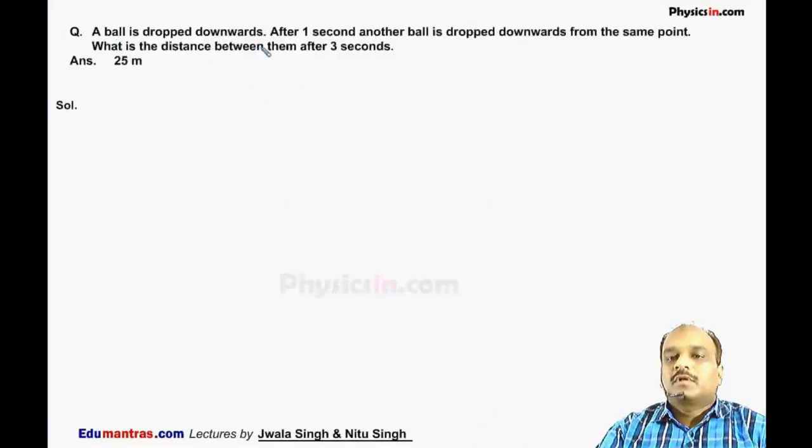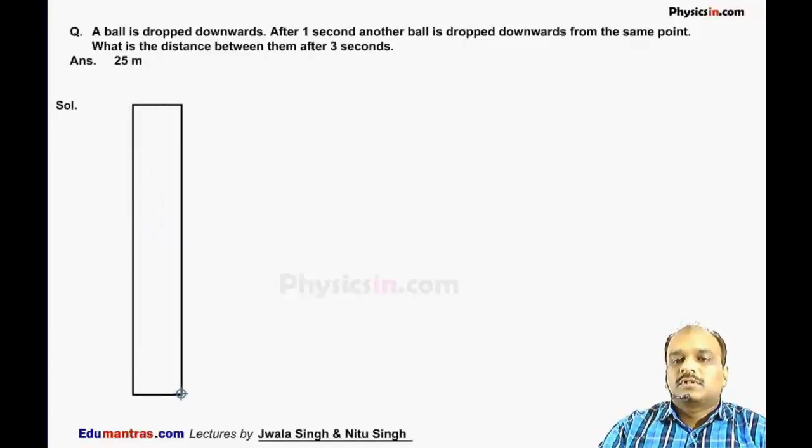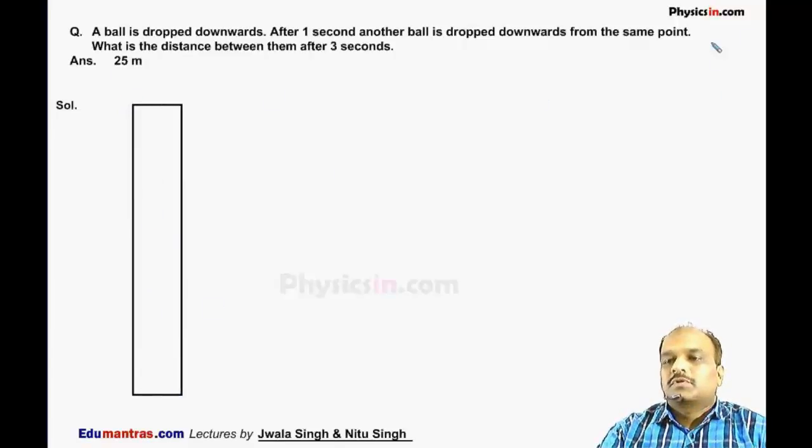A ball is dropped downward. After 1 second another ball is dropped downward from the same point. What is the distance between the two balls after 3 seconds? Now suppose two balls are dropped from a big tower. Suppose this is a tower. From here we drop the first ball.